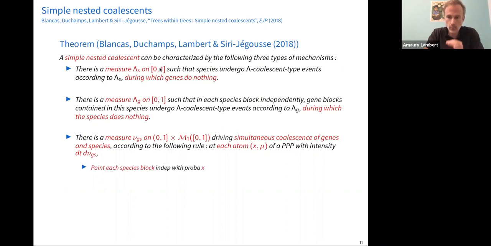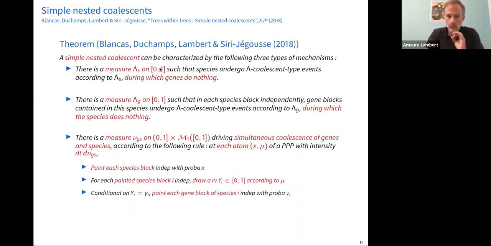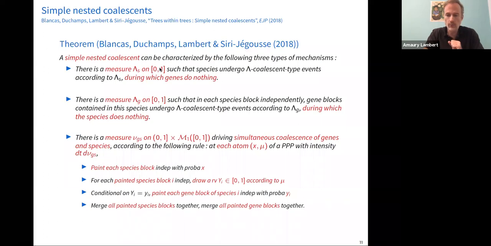At such a time, you paint each species block independently with probability x, exactly as in the lambda coalescent. And now for each painted species block i, you will independently draw a random variable y_i according to the same probability measure mu. And now conditional on y_i, you paint each gene block of species i independently with probability y_i. And now, of course, you have all guessed that you merge all painted species blocks together, and you merge all painted gene blocks together. So that's for simultaneous merging of species and genes. And that's the general case for simple nested coalescents.